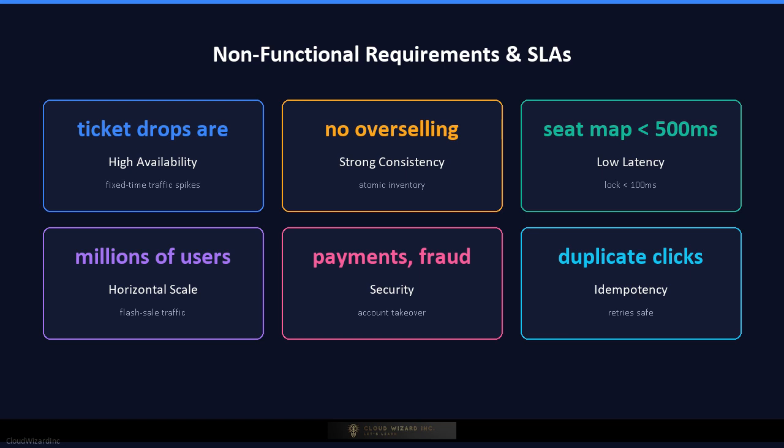The system must scale horizontally for flash traffic and handle millions of concurrent users. It must be secure around payment, fraud, and account takeover. It also needs idempotency so that duplicate clicks or retries do not create double bookings. And finally, it must be observable, because a ticket drop is a high-stakes event where every second matters.